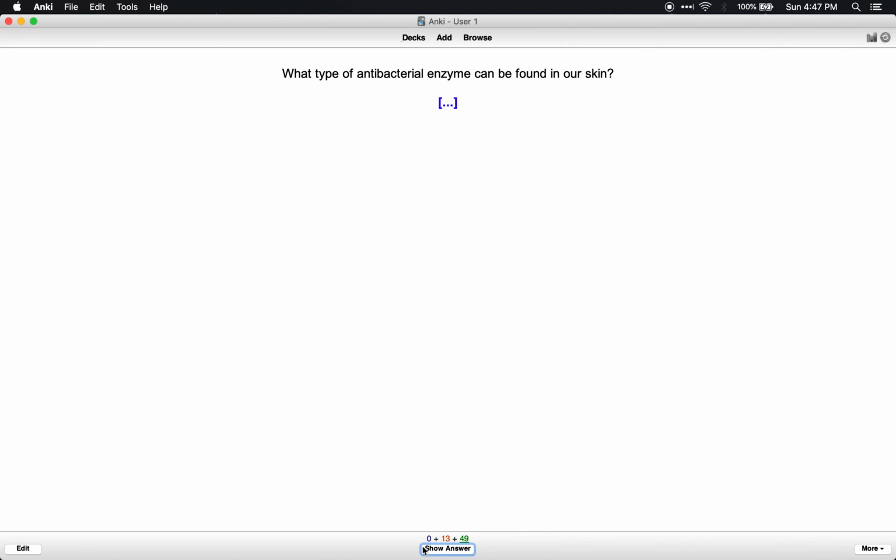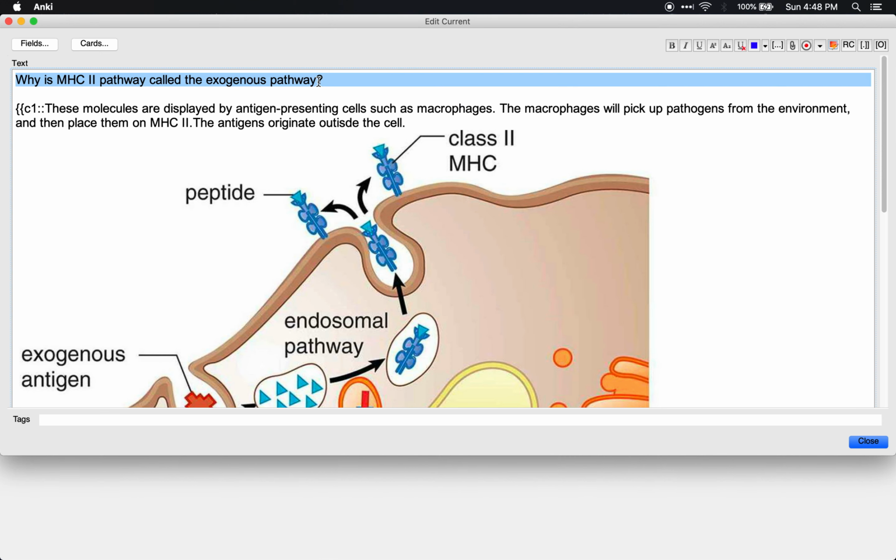What type of... what was it? I thought it was an L. Defensin enzyme is found in our skin. MHC2 is called the exogenous pathway.